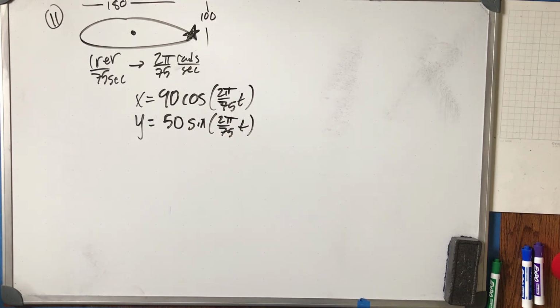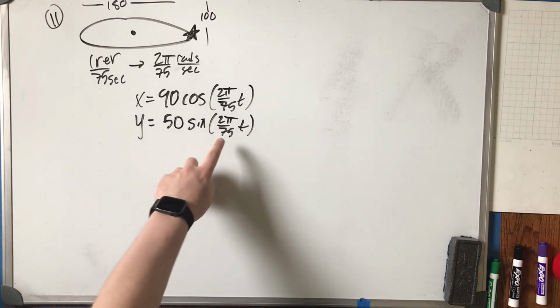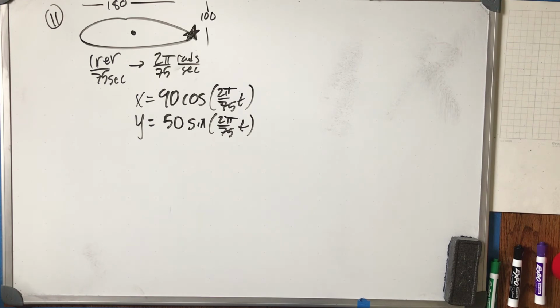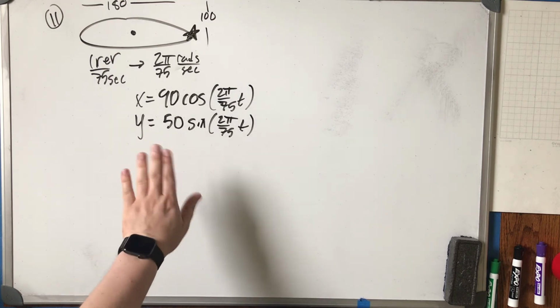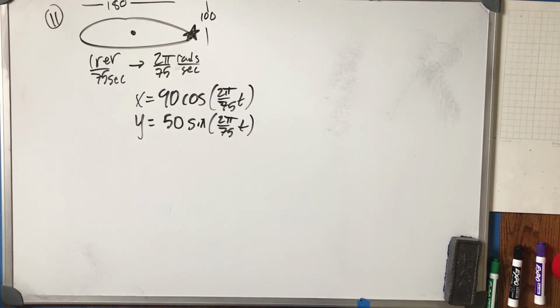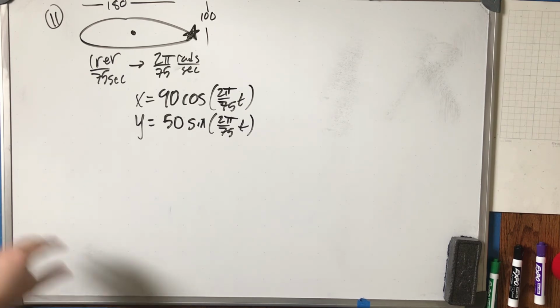Now we have someone else running. They take 85 seconds, so they're going to end up being 2 pi over 85 when we're doing this. And we're trying to write a set of parametric equations that's relative to the first person, even though they're starting with a 10-second head start. So they're actually starting before them.